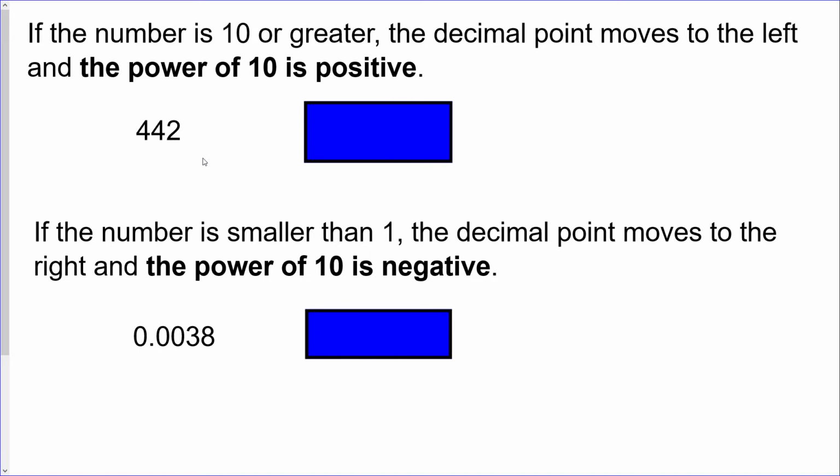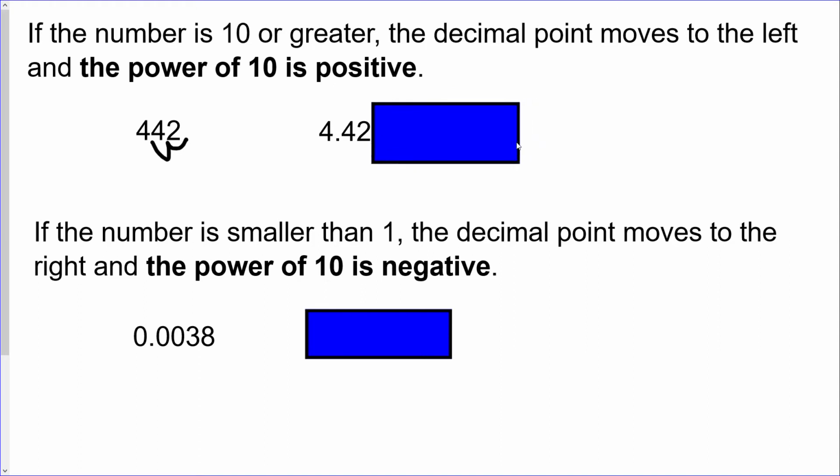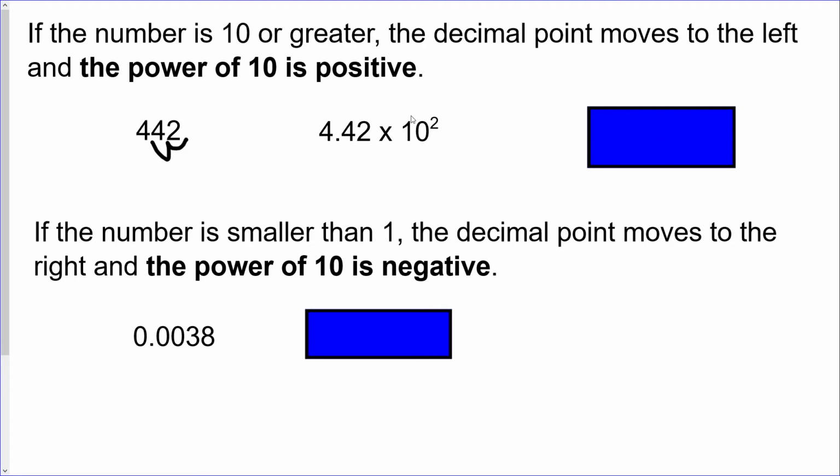Now, if the number is 10 or greater, the decimal point moves to the left, just like we did in the 35,000 example, and the power of 10 is positive. Okay, so with our 442, it moves 1, 2 spots, so that means our answer is 4.42. Okay, the decimal goes to the right of that first number, times 10 to the exponent 2, because we moved our decimal 2 places.